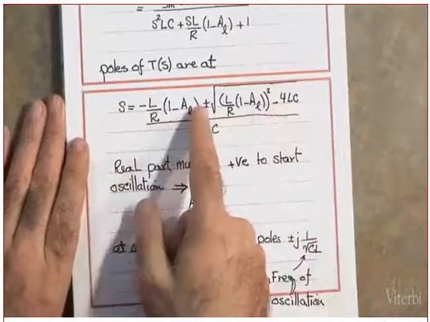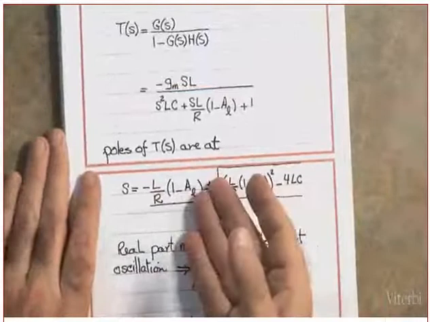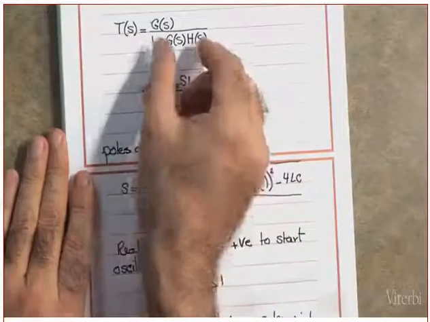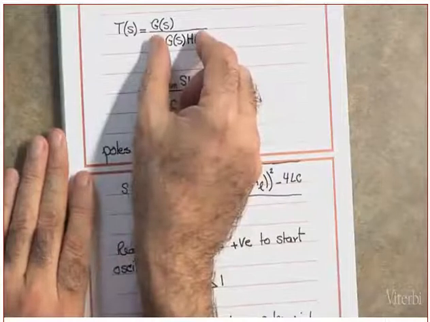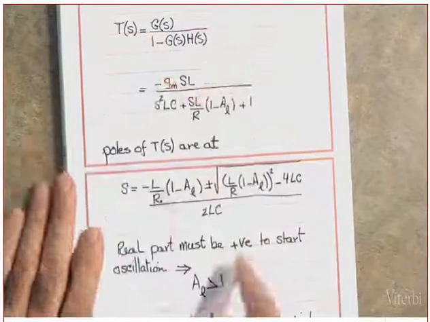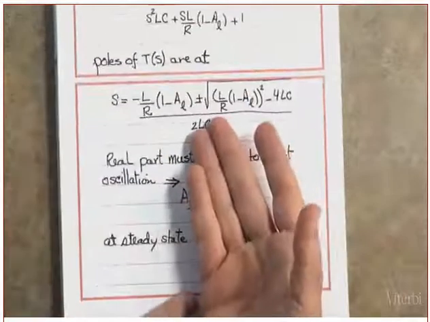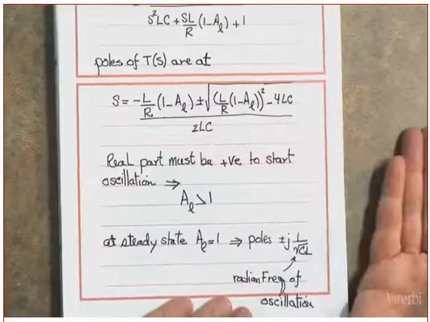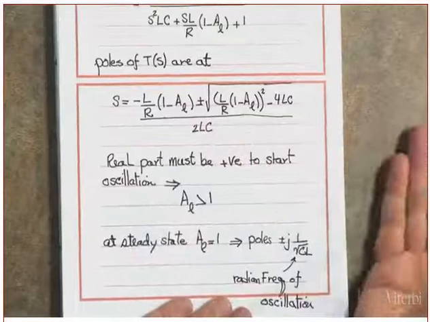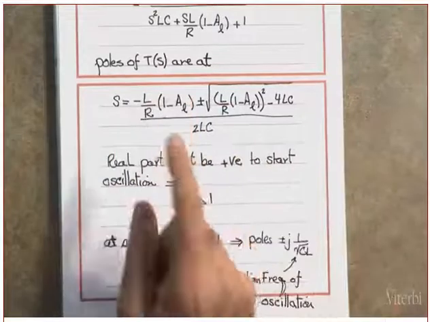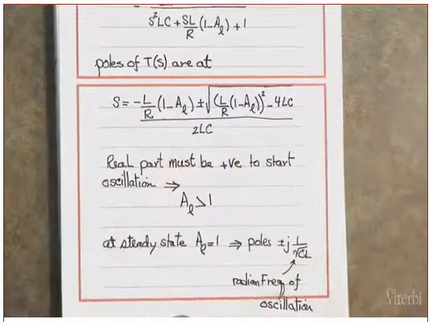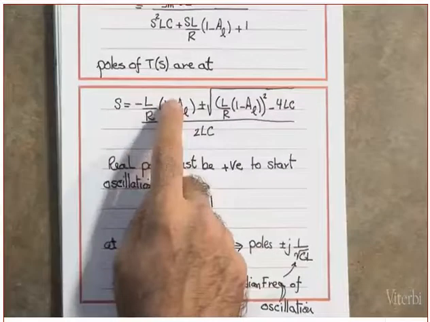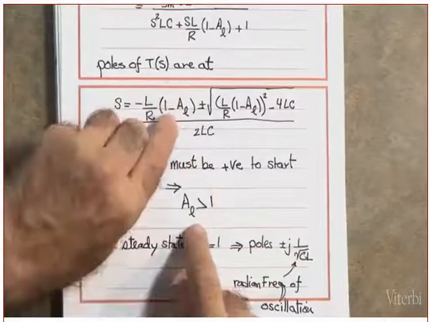I want you now to tell me about the poles. These are the roots. If they are the poles of H of T of S, it means they are the roots of the characteristic polynomial. This is what you get. Tell me now, what do I want? Still waiting. At the startup, what do I want the real part to be?